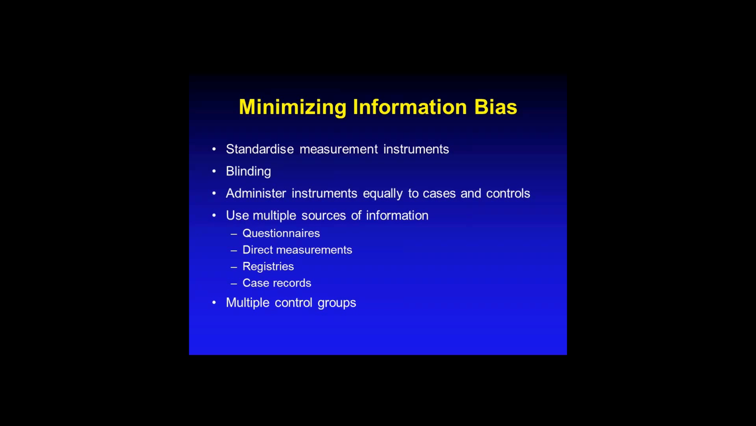Uses of multiple sources of information, such as questionnaires, direct measurements, registries, case records, and so forth. There's a data set we use called the Medical Expenditure Panel Survey, a subset of the population that completes the National Health Interview Survey. It's about 50,000 subjects every year. They follow them up for about 18 months, asking them about their medical usage for their entire family.